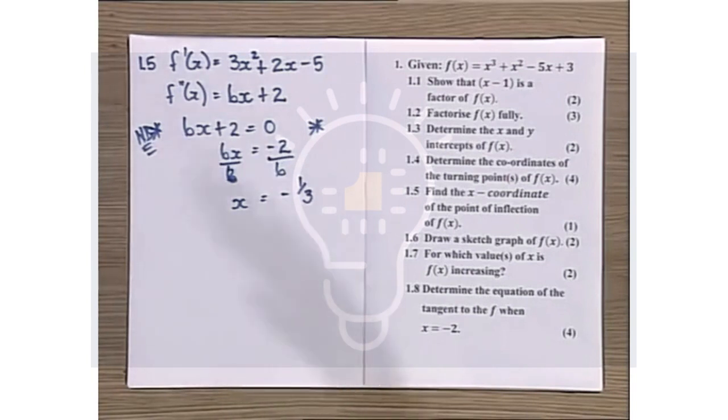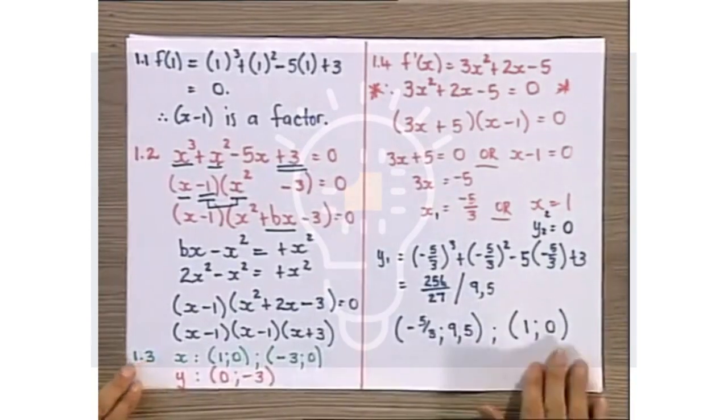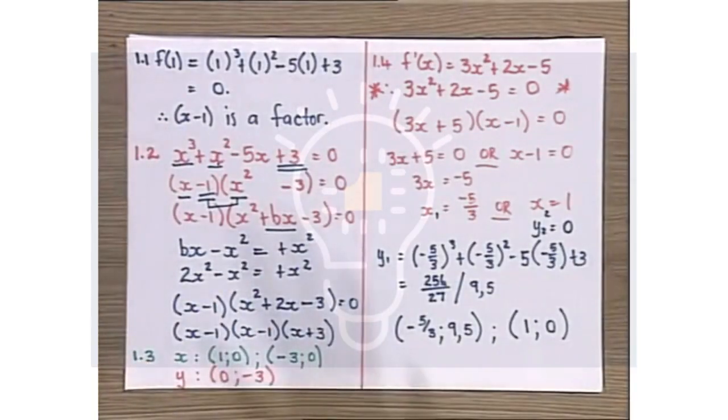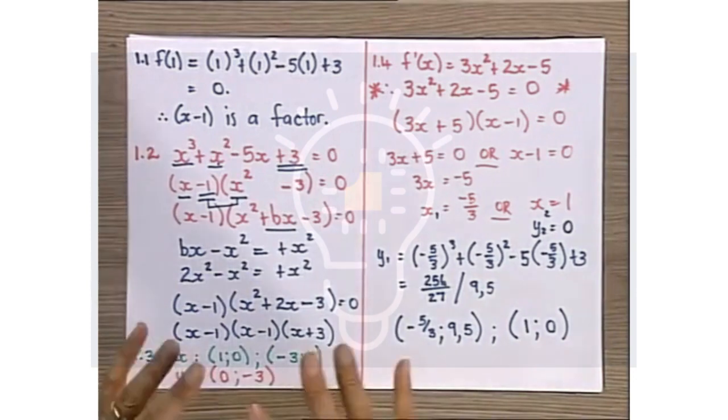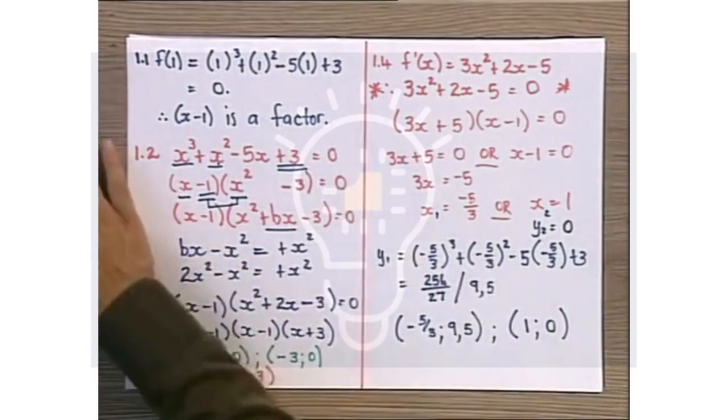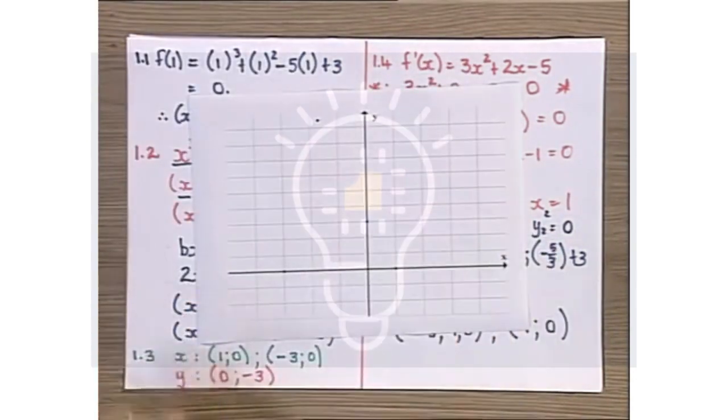Now 1.6 it says, now draw a sketch graph of f(x). Now this becomes a challenge with a lot of our learners. We work out the stuff, we can work out everything. But now, how can we put this on the Cartesian plane? This is our challenge.